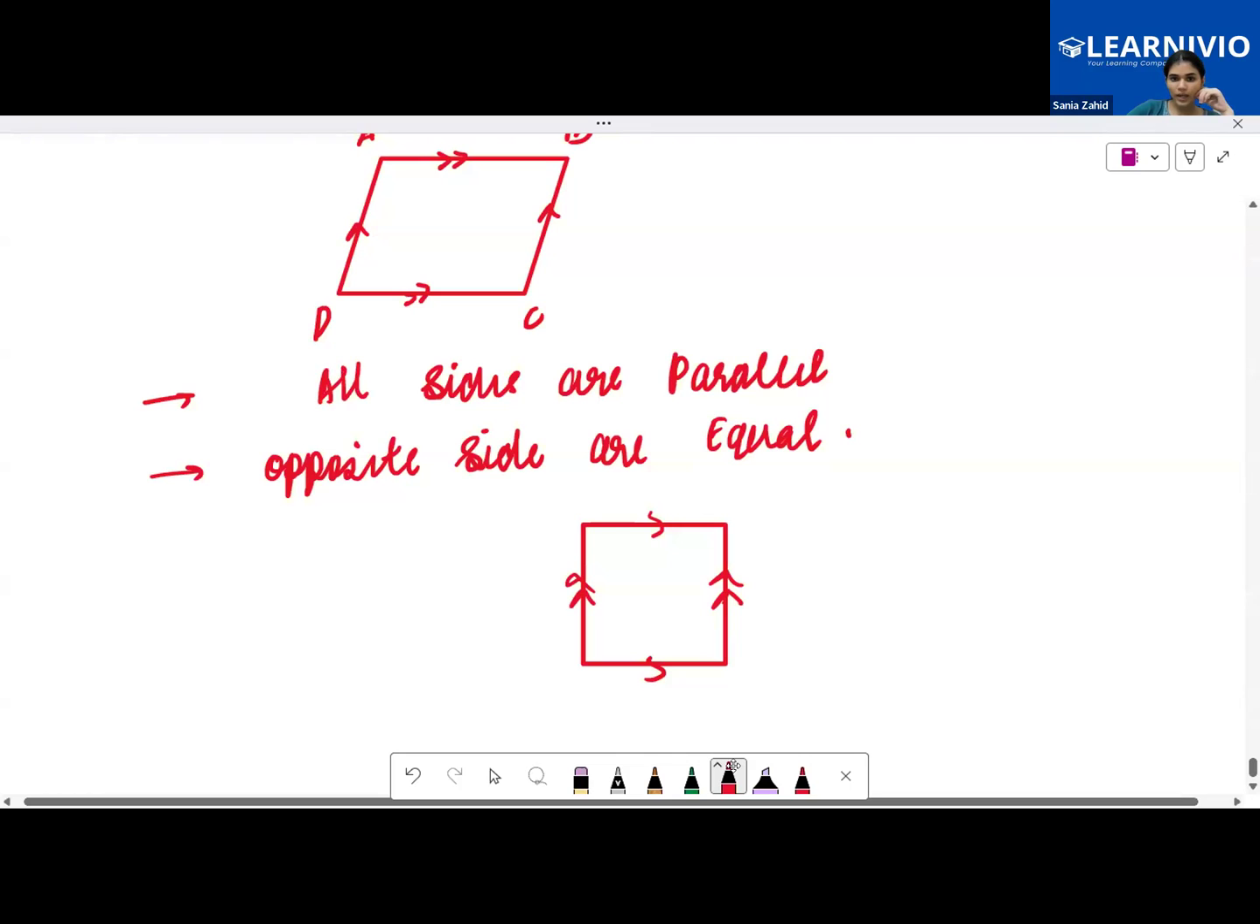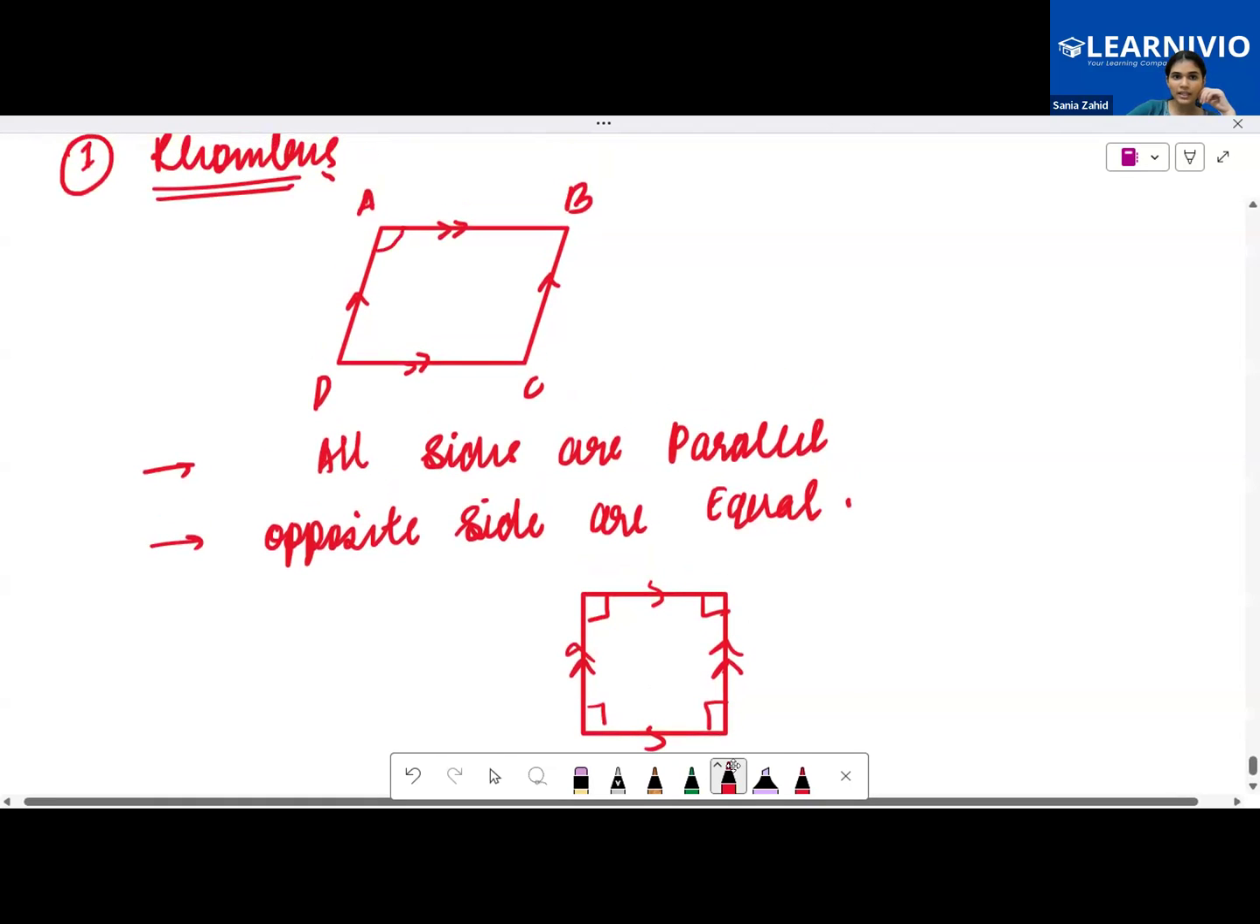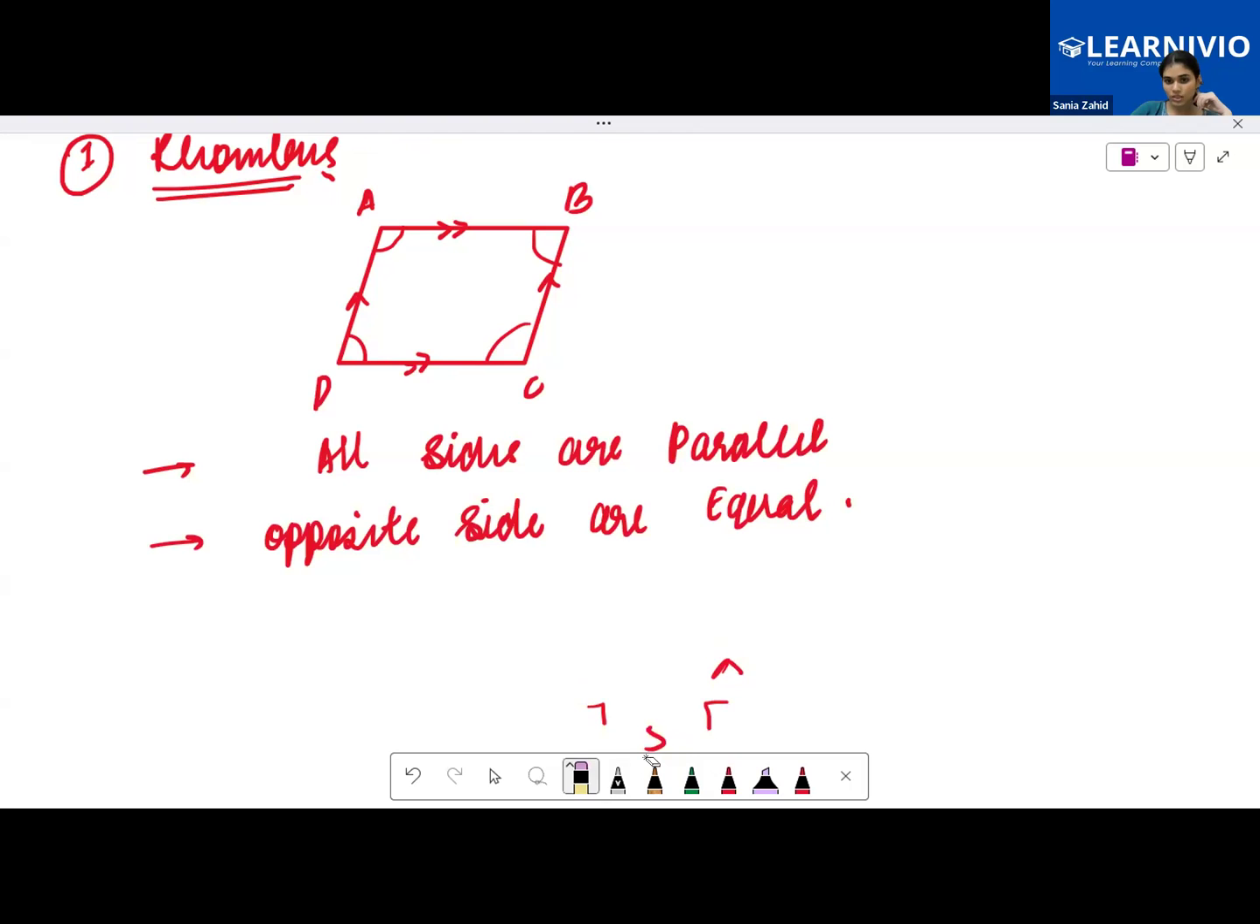See, in a square, we had 90-degree angles. Two adjacent sides were intersecting each other at a 90-degree angle. But here the angle is not 90 degrees. Can you see? So this is the major difference between a square and a rhombus. In a square, the adjacent sides of the vertex join together at 90-degree angles, but in a rhombus, that is not the case.